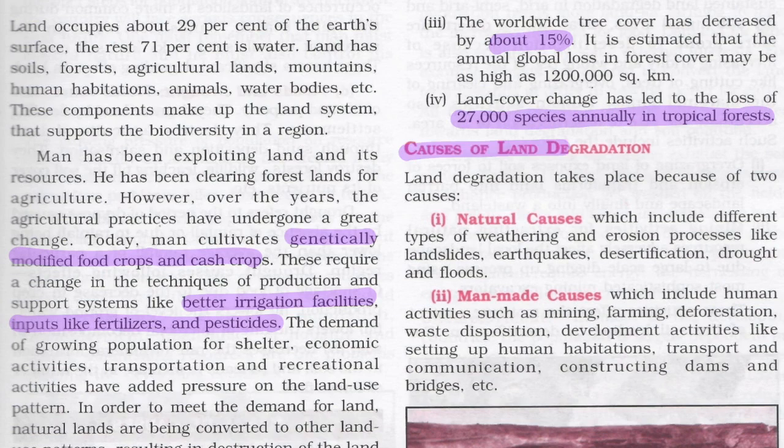Let's discuss what the causes of land degradation are. Land degradation takes place because of two reasons. One is natural causes and the other is man-made causes. Natural causes include different types of weathering and erosion processes like landslides, earthquakes, desertification, drought and floods. Man-made causes include human activities which disturb the environment like mining, farming, deforestation, waste disposal, and development activities like setting up human habitations, transport and communication, etc.